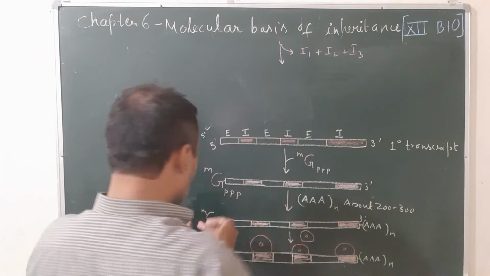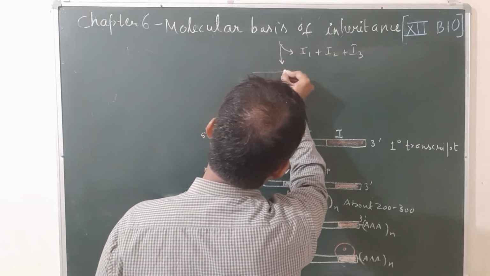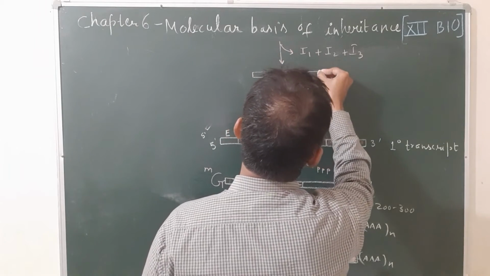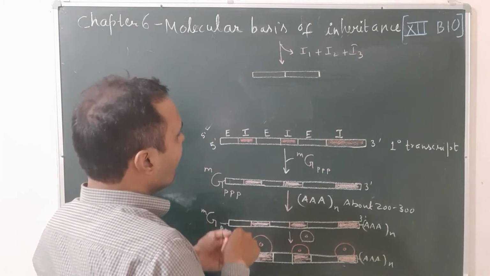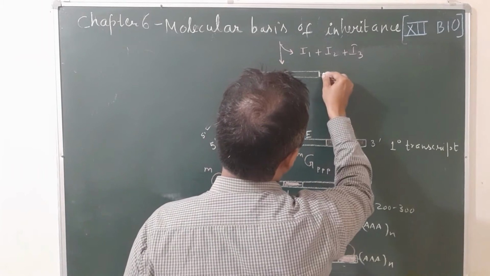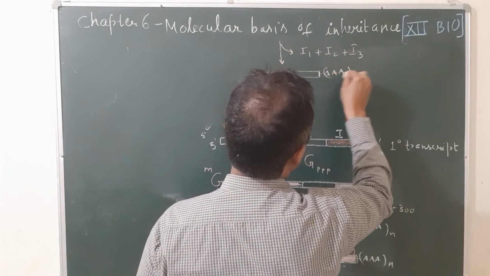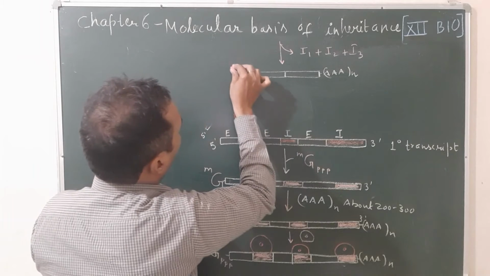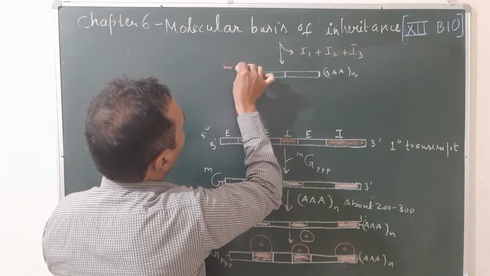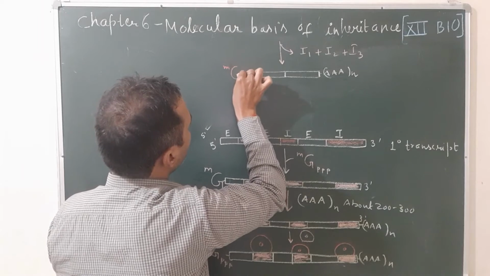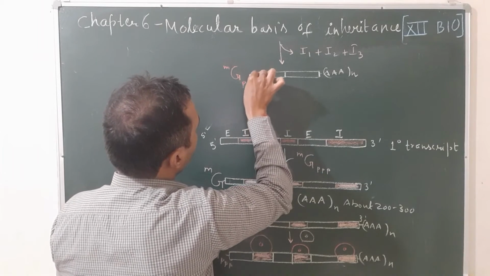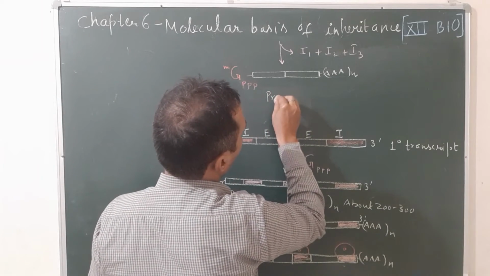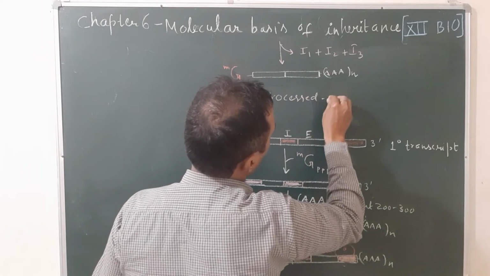So 3 introns are removed, and in the matured RNA, how many exons are joined? Only 2 exons are joined by the enzyme ligase. This is the 2 exons. Exons are joined and the length of the mRNA is reduced because the extra stretch of non-coding region is removed. And this is the processed mRNA. After the post-transcriptional modification, the mRNA produced is known as processed mRNA.